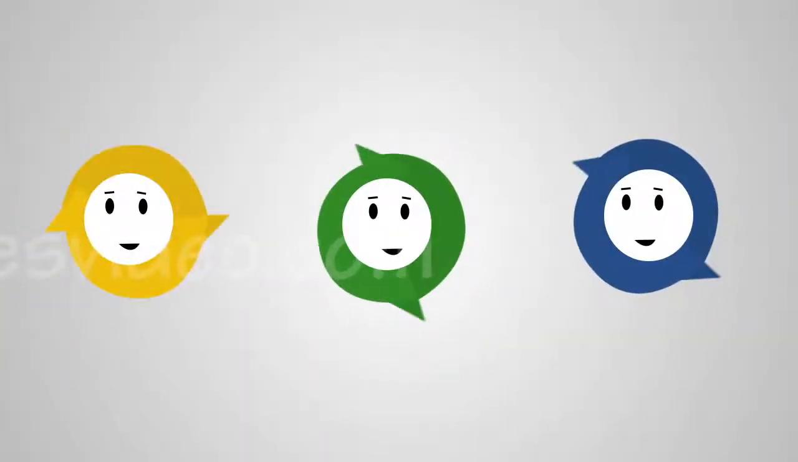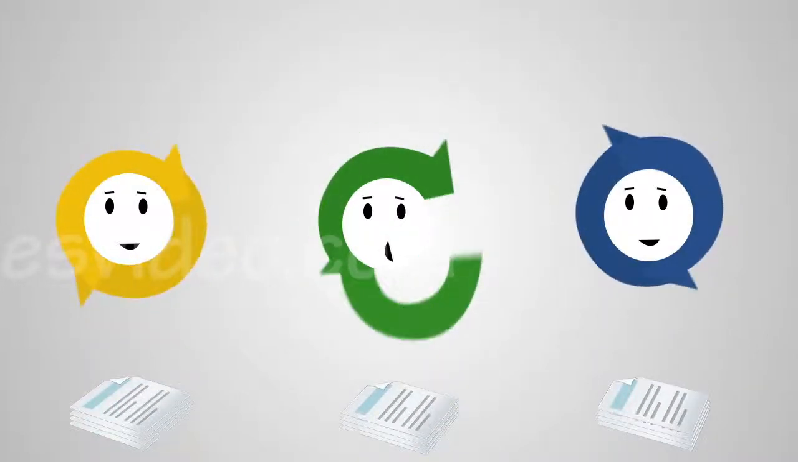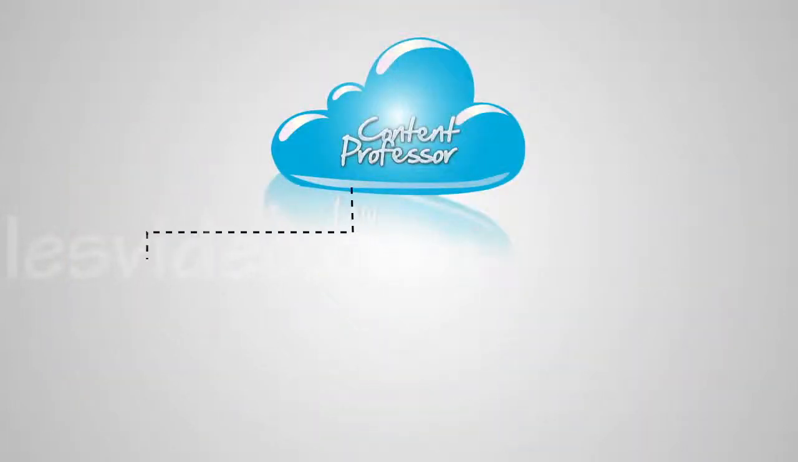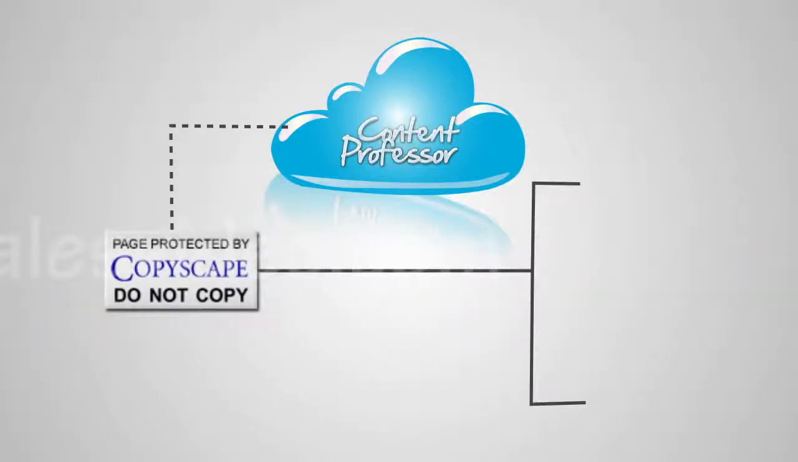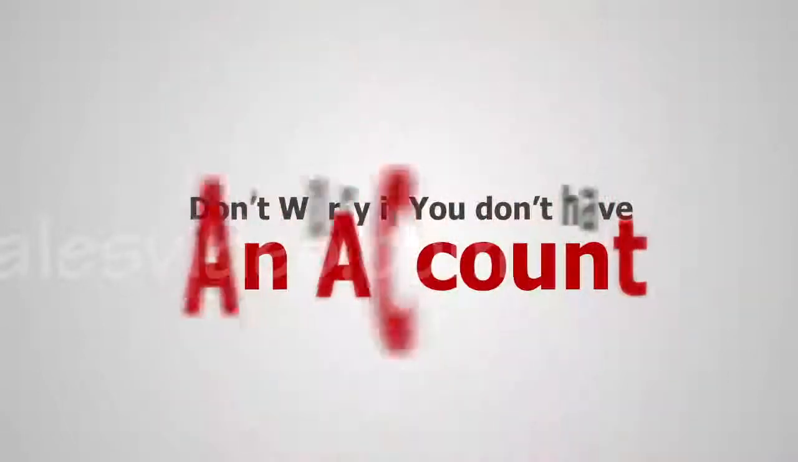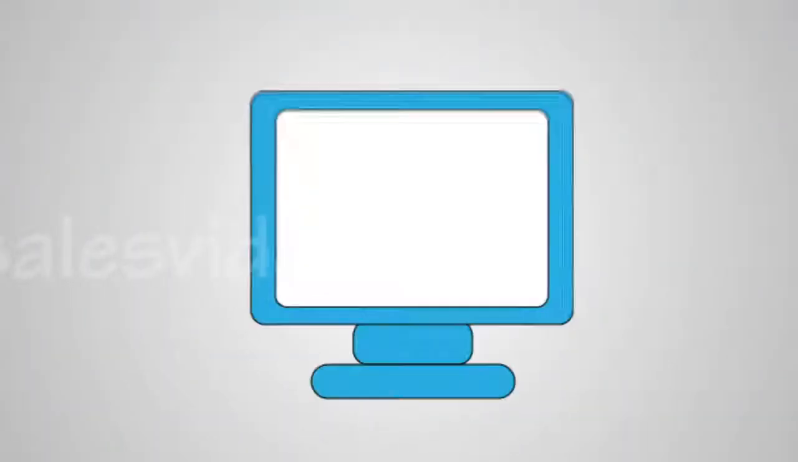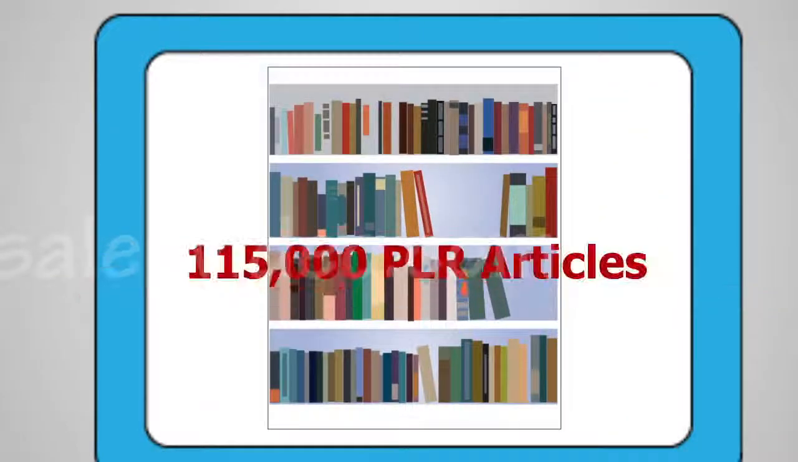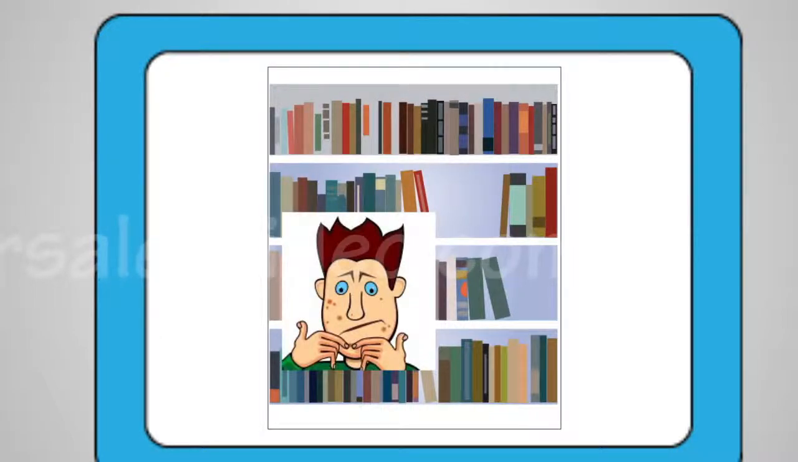You probably already know there are other spinners on the market that claim to produce great results. And while they each have their own strong points, many aren't able to consistently produce content that reads naturally. With Content Professor, not only is everything readable and grammatically correct, we've also integrated Copyscape, so you can be sure each of your articles are truly unique. But don't worry if you don't have an account. Just use Content Professor's own customizable duplicate content checker. And if you aren't ready to write even a single article to use with Content Professor, we've set up a library of over 115,000 PLR articles in some of the hottest topics, including weight loss, internet marketing, dog training, acne treatment, and so much more.